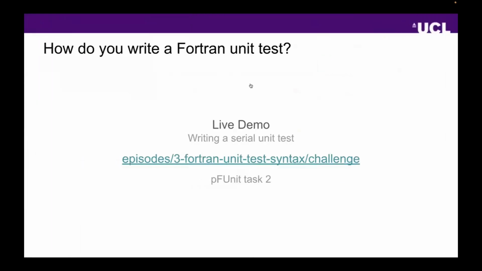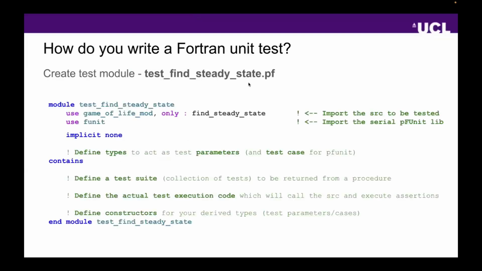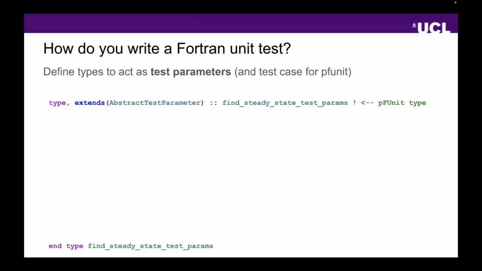Now I'm going to swap back to my slides just so I can do this at a reasonable pace, so that I can get it finished. So we've got that skeleton that I pasted, and I will look at how we define these types. If you're not familiar with types in Fortran, this is sort of generic syntax. You've got a keyword type, and you can extend base types. And then I've named my type here find steady state test params, just to give an indication of what this is for. So we're extending a type here.